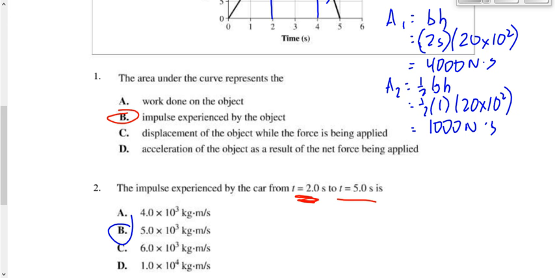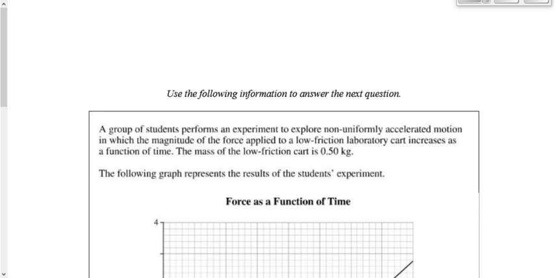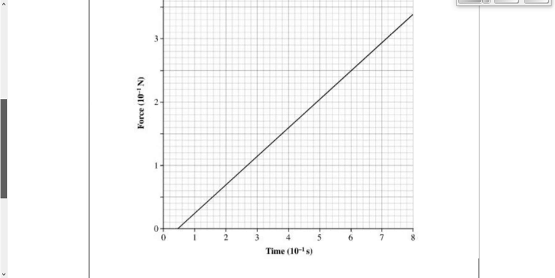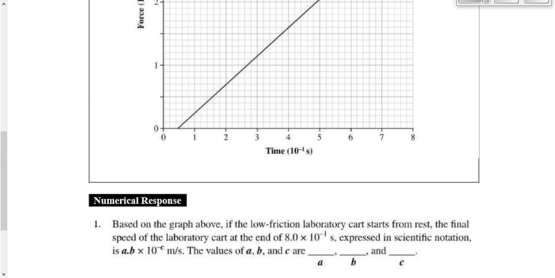Okay, and finally we flip over the page here, and we get numeric response question number 1. Based on the graph above, if the low-friction laboratory cart starts from rest, we have a force versus time graph here, right? So because of that, we're thinking area, once again, is equal to the impulse. Starts from rest. The final speed of the laboratory cart at the end of 8 times 10 to the negative 1 seconds, expressed in scientific notation, is what?